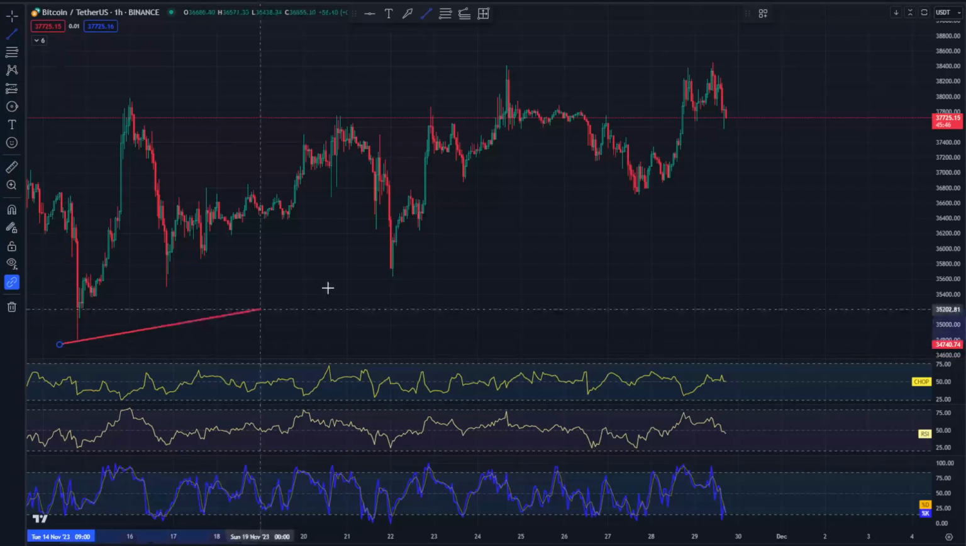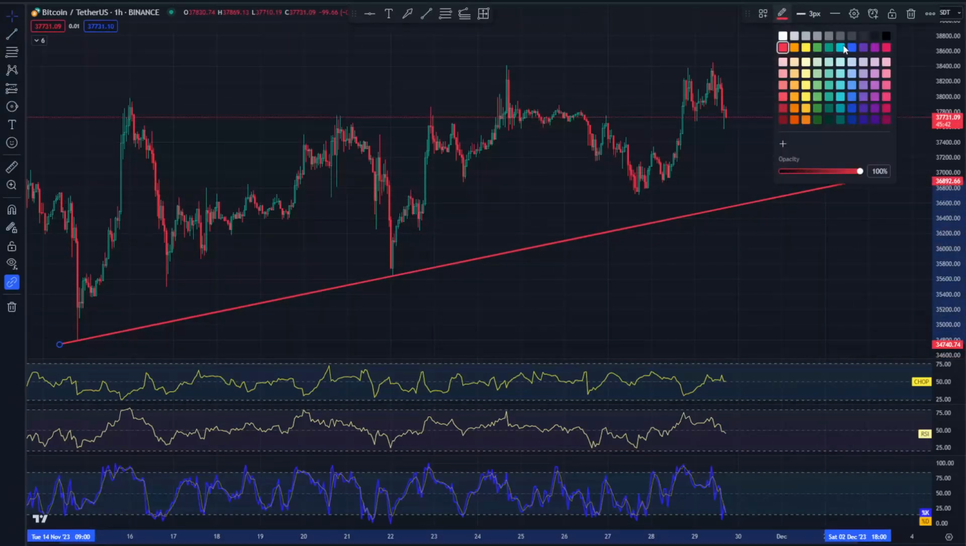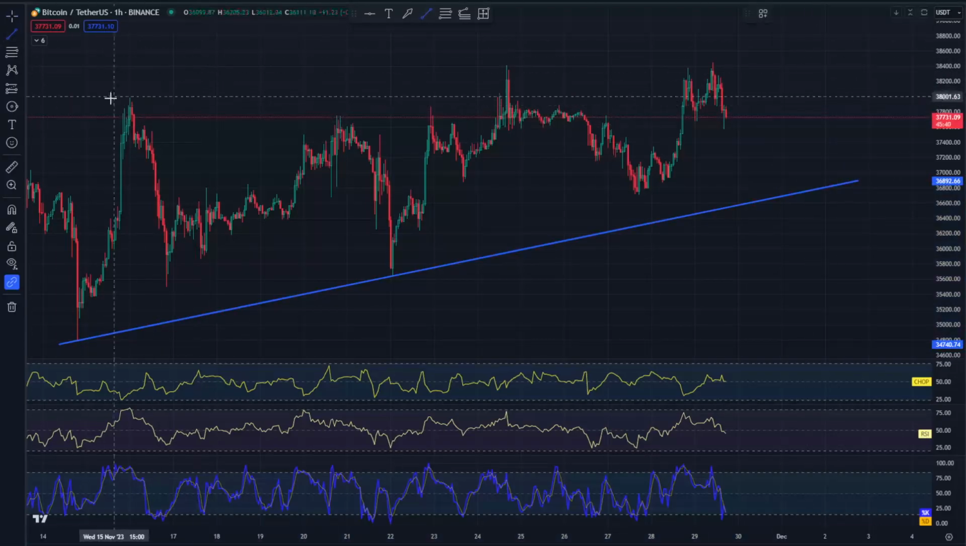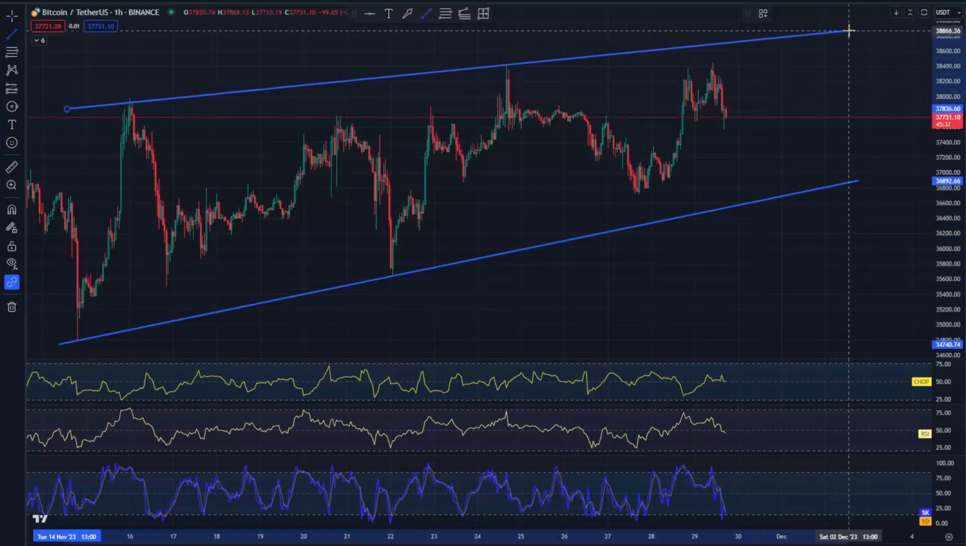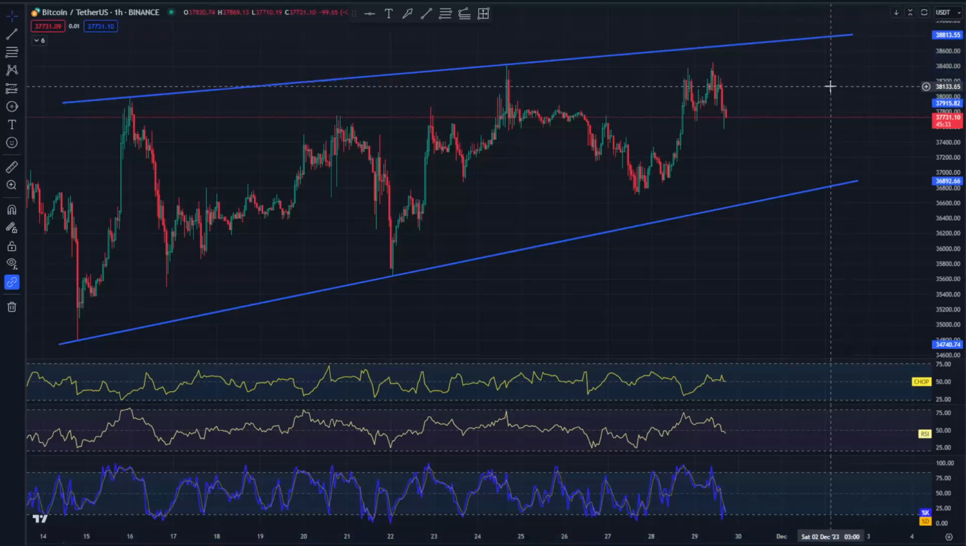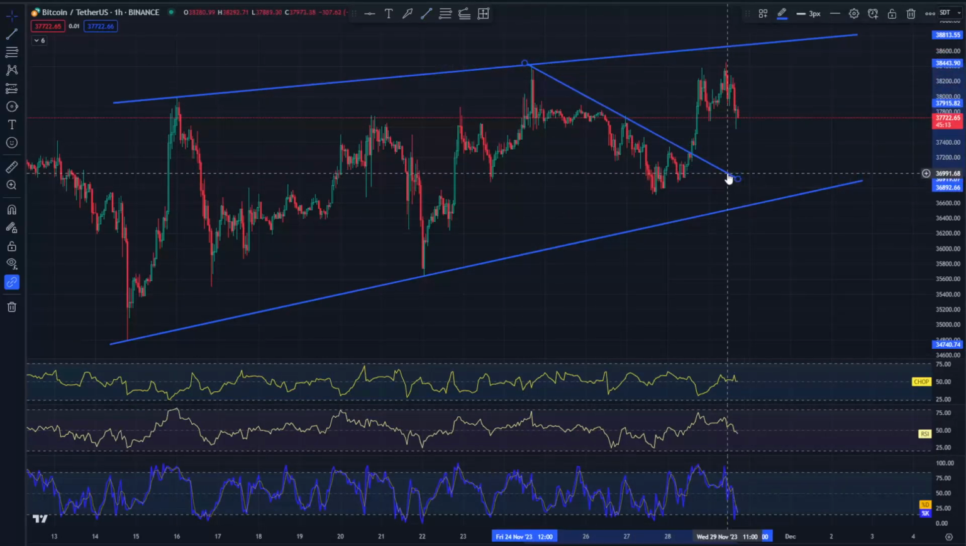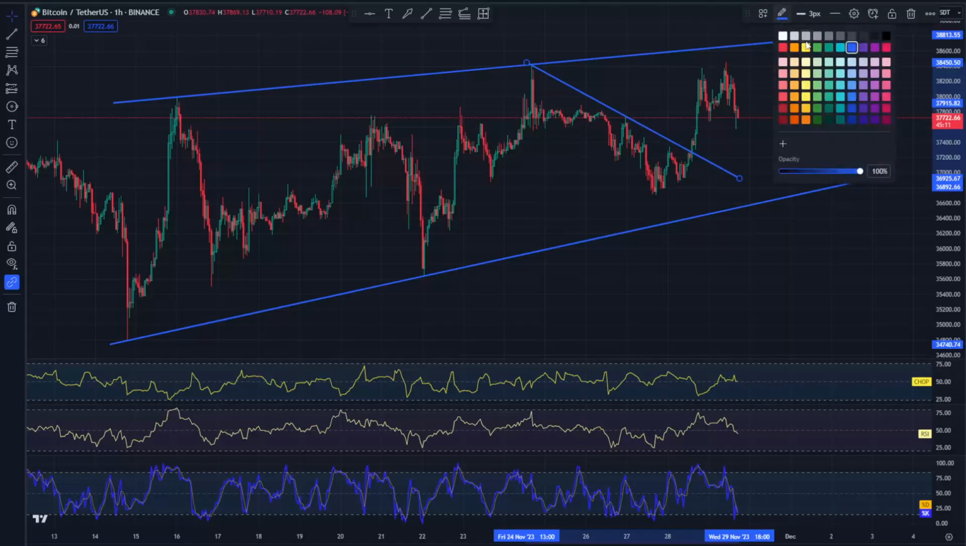Let's start by checking the current situation on BTC in the USDT pair, taking into account the 1-hour interval. First, we will use the blue lines to mark the local upward trend channel in which the BTC price is moving. But at this point we will mark the local downward trend line with the yellow line.